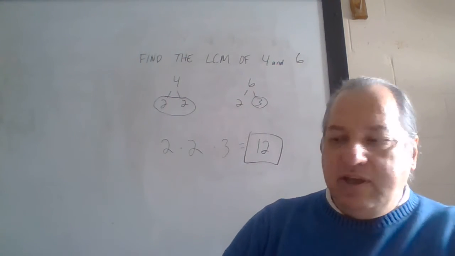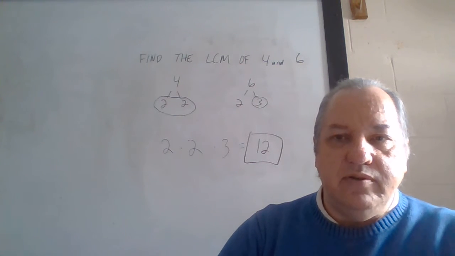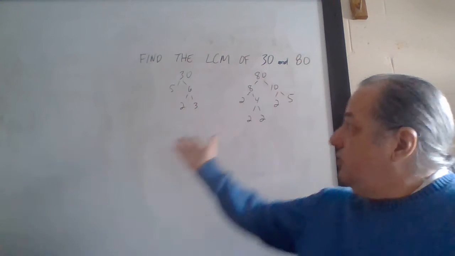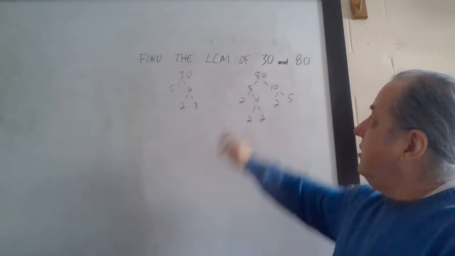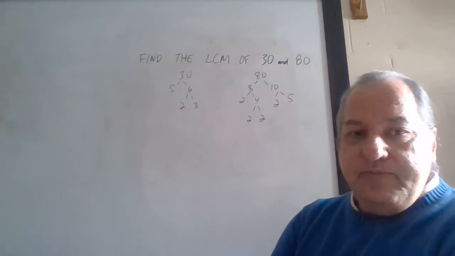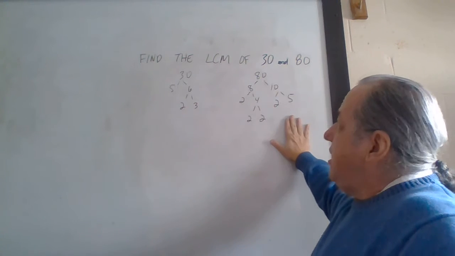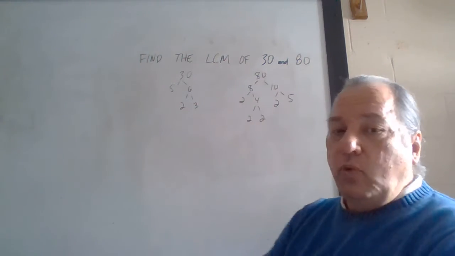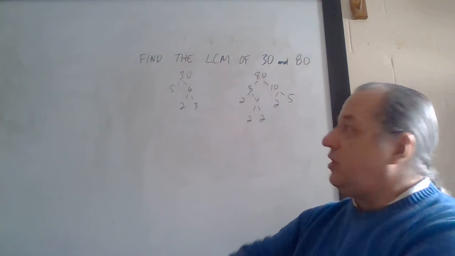I'm going to pause again, and in the blink of an eye, you will have example number 2 before you. Ta-da! Here's our second example. Find the LCM of 30 and 80. And I've already made the factor trees for 30 and 80. So let's walk through each of the prime factors. I usually like to start with the smallest one first and work up.